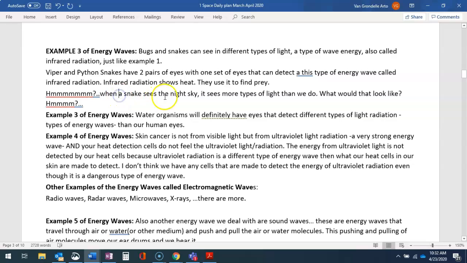So when a snake sees the night sky, it sees more types of light than we do. It looks up and it also sees this infrared radiation. What would that look like, I wonder? Anyway, moving on. Example 3 of energy waves. Water organisms will definitely have eyes that detect different types of light radiation, so they'll see things that we cannot see underwater.